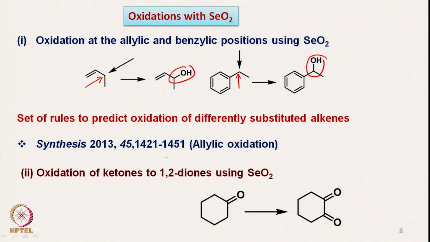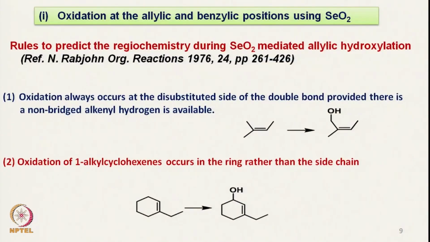Now, there is a very interesting review published in 2013 in the journal Synthesis on allylic oxidations using selenium dioxide. There is another way of introducing a carbonyl group alpha to ketones, which is also by using selenium dioxide. So, we will take up these transformations now one by one. The first one that we take is oxidation at the allylic and benzylic positions using selenium dioxide.